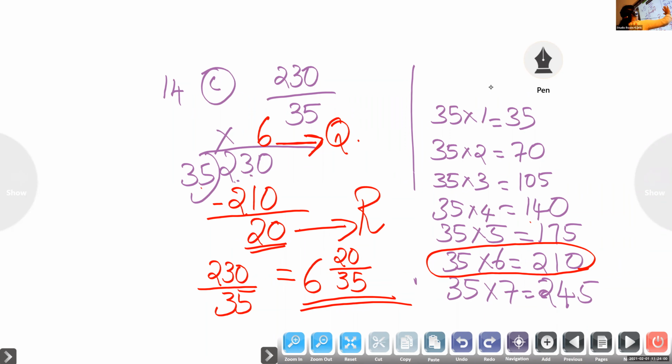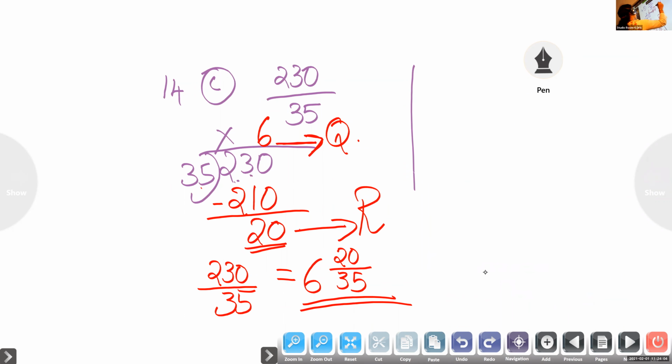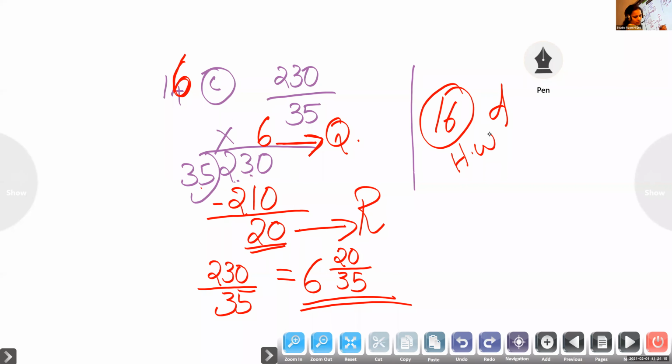Okay, children. So I think time is over. So what do you have to do? This is question number 16. I think this is question number 16. 16D you can do as homework. Same as this. What is the question? 135 divided by 7. It's very easy. You know the multiplication table of 7. Divide and find out the answer.